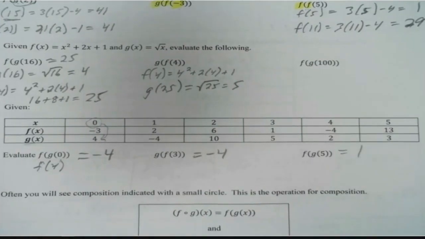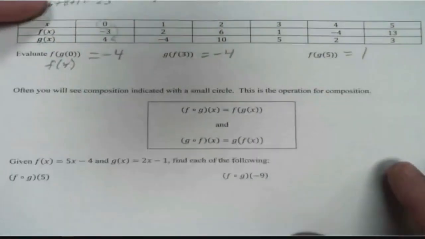So you just follow the trail. Don't rush through it. Make sure you're choosing the right number from the table. And then let's look at the last problems here.